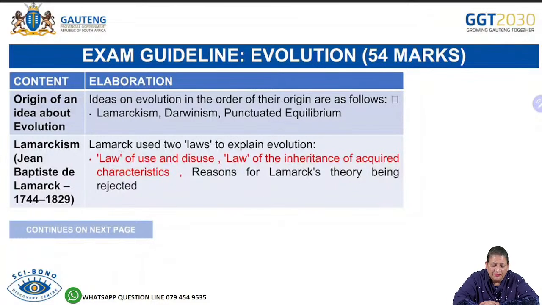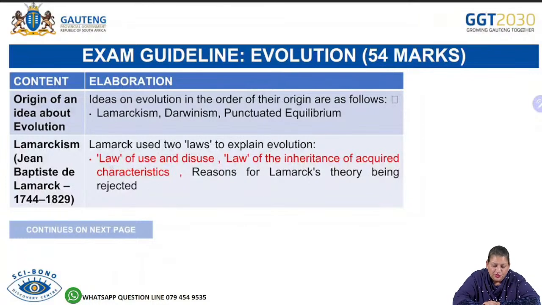Now you see, Lamarck used two laws to explain evolution. You need to know the two laws. So in this exam guideline, it's telling you that Lamarck used the two laws. If they ask you in a biological term, Lamarck's two laws of evolution, you think now, what must I write, because it's just a biological term. Lamarck's two laws, you need to know it. But both the laws together are referred to as Lamarckism.